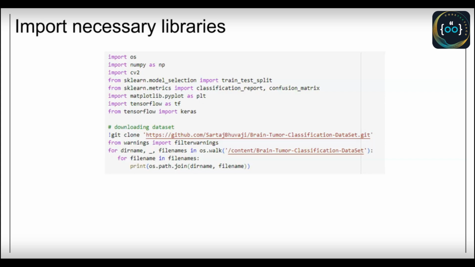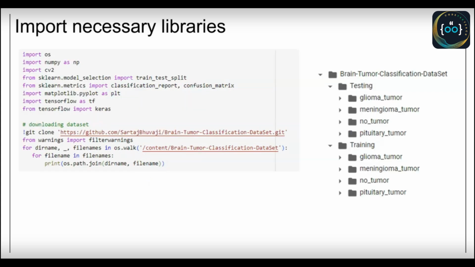The data set in question is available online in GitHub. So first we are going to download the data set from GitHub and bring it into the Colab environment for further processing. So we have downloaded the data set and the folder that contains all the images, brain tumor classification data set. So that is the name of the folder.